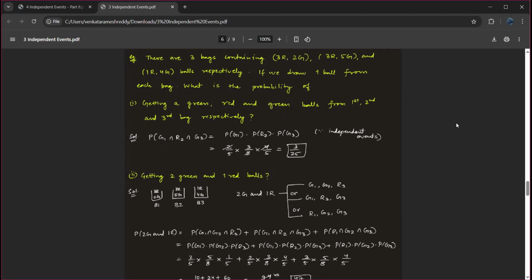So these three events are independent of each other. We have solved the first one, so we'll be seeing the next one. What is the probability of getting two green and one red ball?